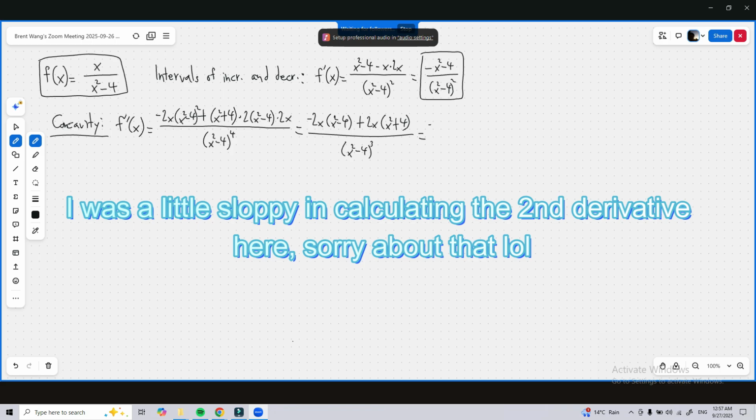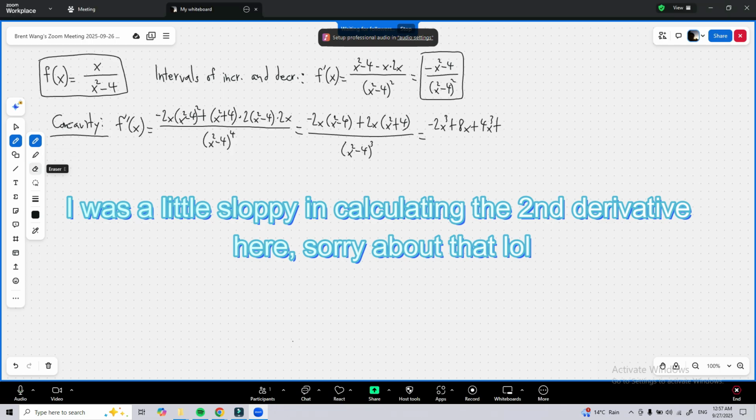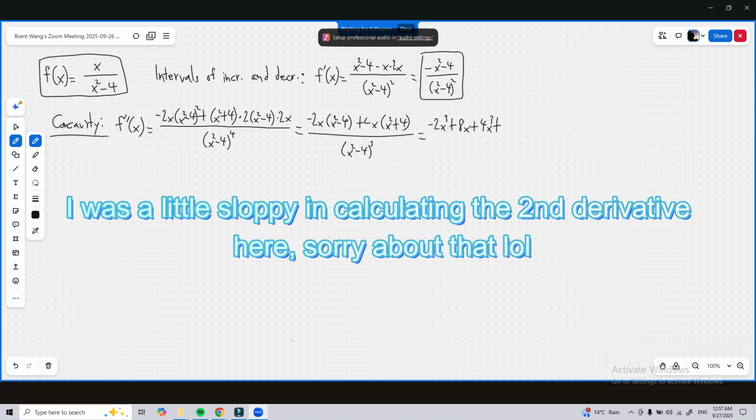This is equal to 2x cubed plus 8. Sorry, I made a mistake here. This should be 4x. Yeah, this should be 4x. So okay, so plus 4x cubed plus 16x. Yeah, sorry about that mistake.